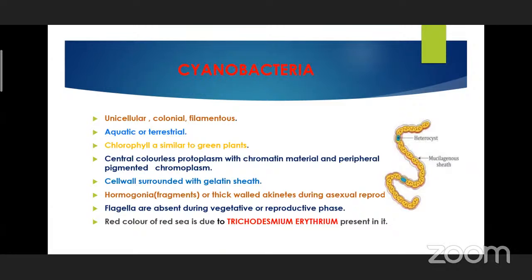And the red color of the Red Sea. The Red Sea is present above the African continent. There you can see the red color of the Red Sea is because of Trichodesmium erythraeum. This Trichodesmium erythraeum is going to have red color. That's why the red color of the Red Sea is because of this cyanobacterium called Trichodesmium.